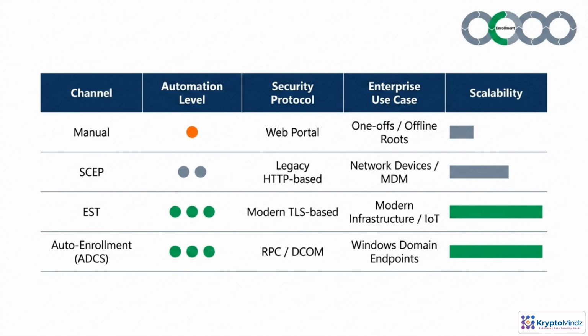Enrollment is about choosing the right way to get certificates where they need to go, balancing automation, modern protocols, and platform coverage. Manual enrollment has almost no automation and works for one-off certificates or highly protected offline routes, but it does not scale. SCEP added automation for network gear and older MDM, but uses older HTTP patterns and has design limitations. EST brings modern TLS, stronger security, and scales well for contemporary infrastructure and IoT. Windows auto-enrollment is highly automated, but mainly serves domain-joined Windows endpoints.